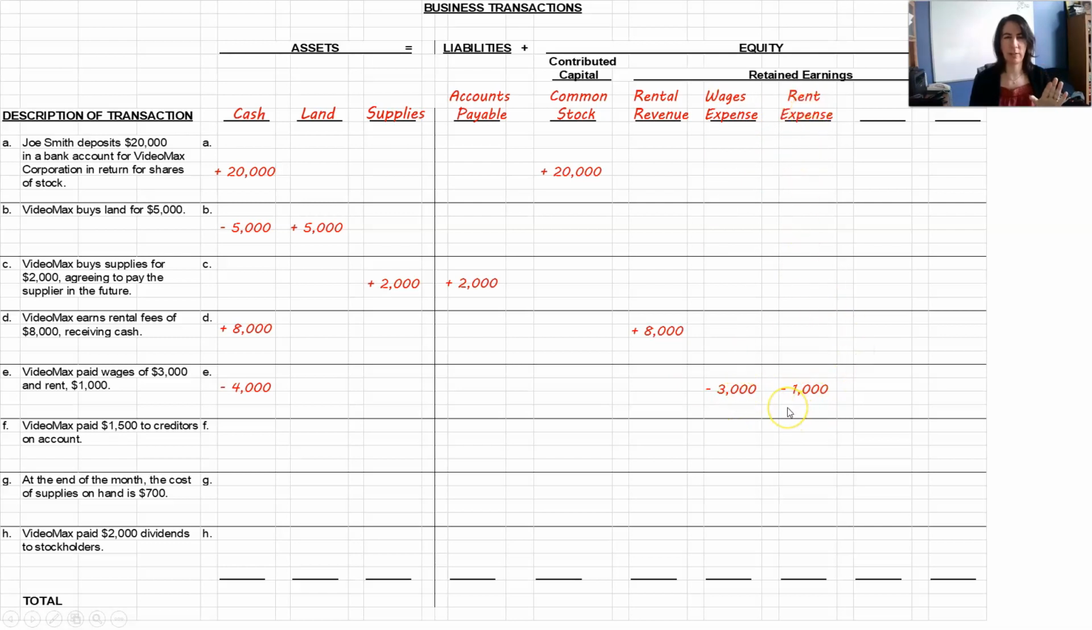Now, Professor Anderson, you said I only needed 2 entries. I said at least 2. So here's 3, but I still balance. 4,000 on one side, 4,000 on the other side, we're all good.